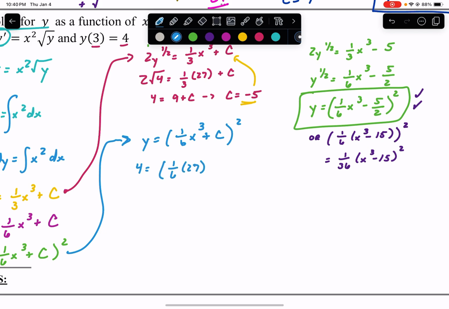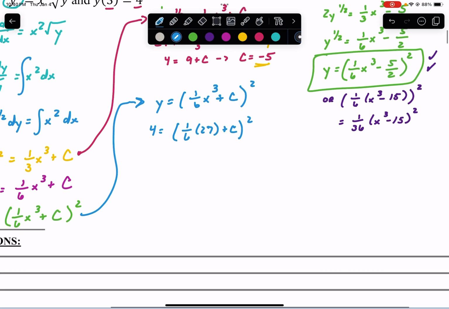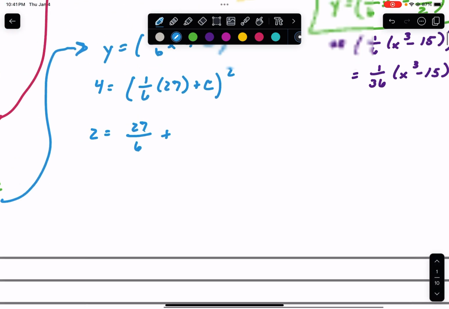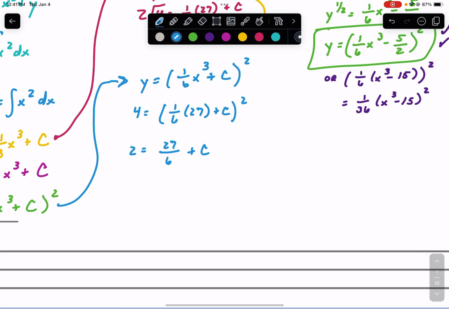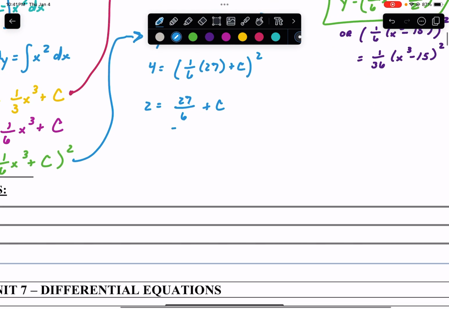Plug in a 3 for x, which again, that's your 27 because 3 cubed. And then plus c all squared. So I'm trying to get rid of the squared, which means I have to square root both sides. Square root of 4 is just 2, not plus or minus 2. All right, so now I have 27/6. If you want to reduce that, you could divide both by 3, so that gives you your 9/2. So now I want to subtract this 9 halves here. Subtract 9 halves. So c, remember, 2 is the same as 4 over 2, so c would be negative 5 halves.